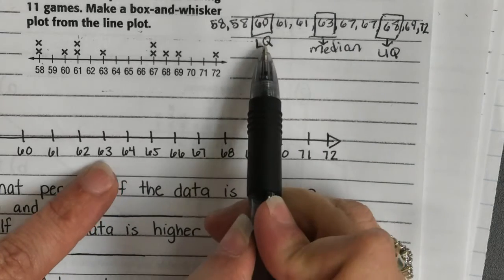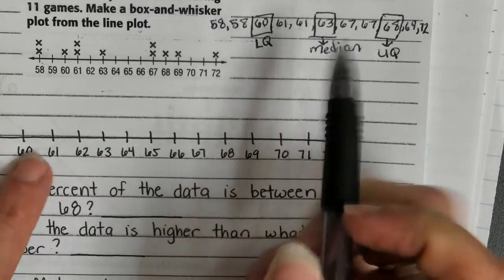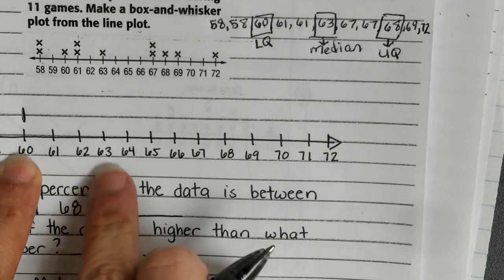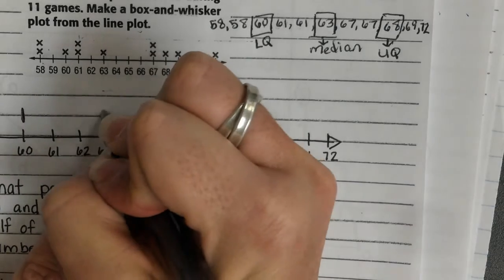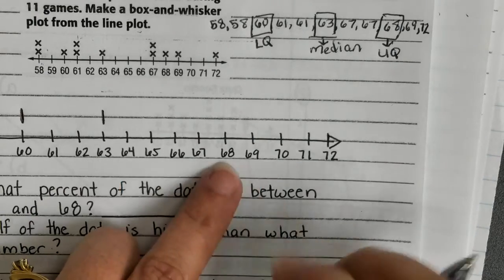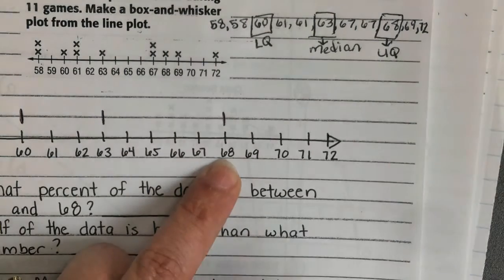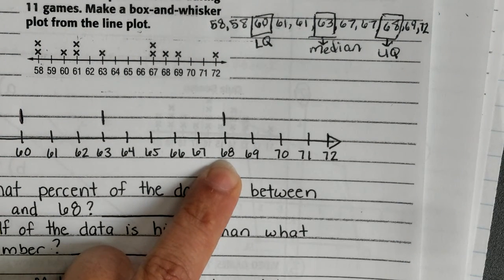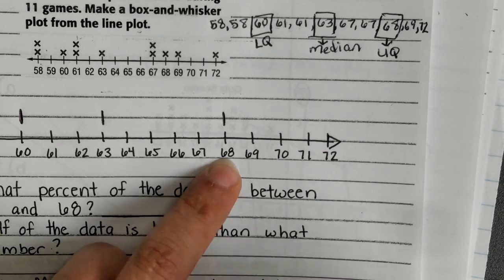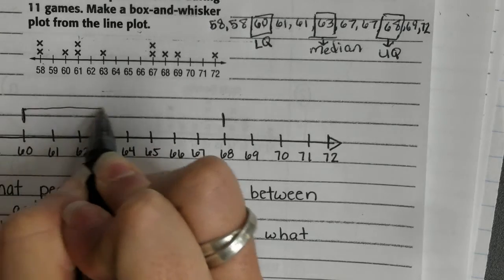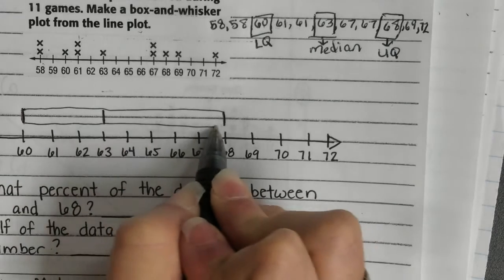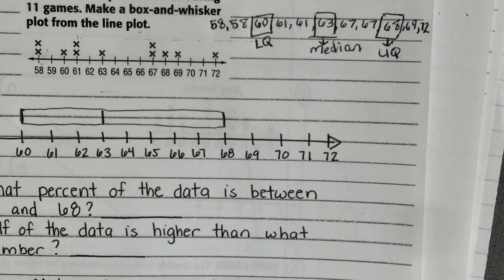Okay, I'm going to put a little dashy line at my LQ, which was 60. Just kind of watch, a little dashy line. I'm going to put one at 63 for my median, about the same length. And I'm going to put one at the UQ, about the same length. The reason I need them all the same length is I'm just going to connect the tops. So watch, I'm just going to connect them, and I'm going to connect the bottoms. You've now made a box for the box and whisker plot.